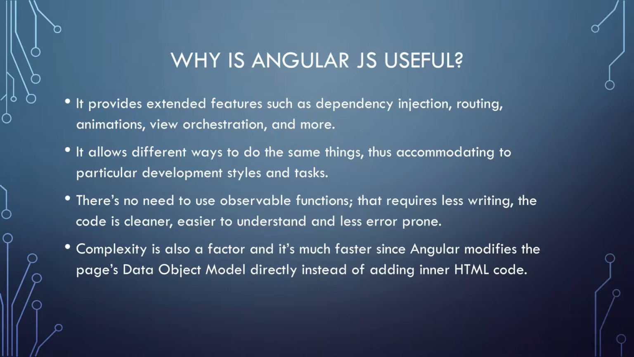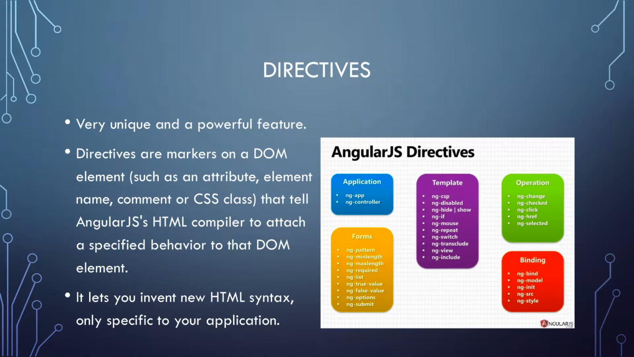AngularJS teaches the browser new syntax through a construct we call directives, which leads us first to talk about directives. Directives are the main part of AngularJS, in which we use directives in our template code to build an AngularJS application. Directives are a very unique and powerful feature. Directives are markers on a DOM element, such as an attribute, element name, comment, or CSS class, that tell the AngularJS HTML compiler to attach a specified behavior to that DOM element. It lets you invent new HTML syntax specific to your application.